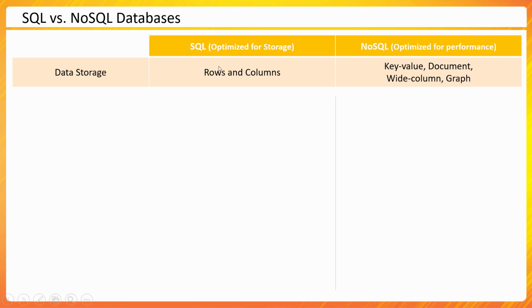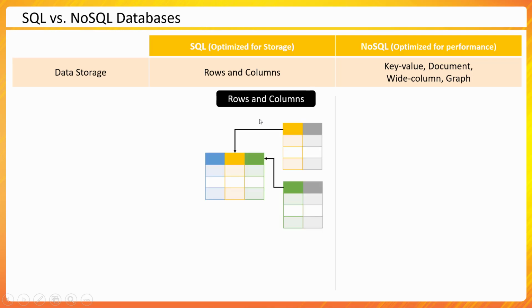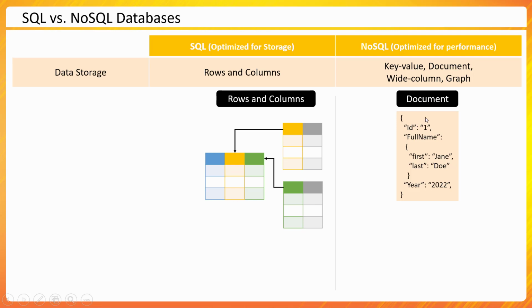I'll explain that too. Now, data storage in a SQL database is rows and columns. All my data is stored in rows and columns, and I would have tables, and through these tables my data would be stored. So let's say this is my music table, and then there is artist information here, maybe album information here, and that's how I would create relationships between these tables, and that's why they are called relational databases.